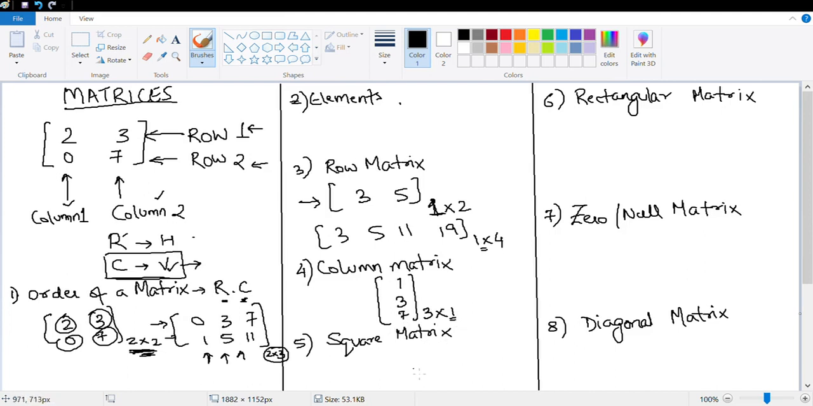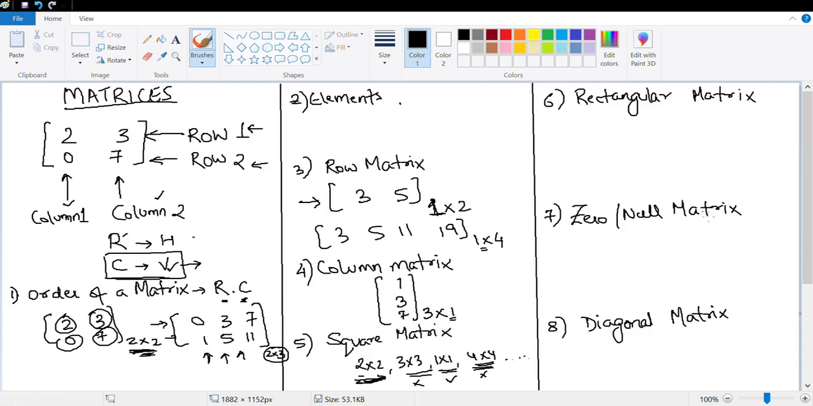What's a square matrix? A square matrix is basically a 2 by 2 matrix, or a 3 by 3 matrix, 1 by 1 matrix, or a 4 by 4 matrix, and so on and so forth, where the number of rows is equal to the number of columns. In your syllabus, we will focus only on 2 by 2, 3 by 3 and 4 by 4, and the others are not in your syllabus. 1 by 1, yes, but the maximum that we'll go up to will be 2 by 2. 3 by 3 or 3 by 2 is not in your syllabus.